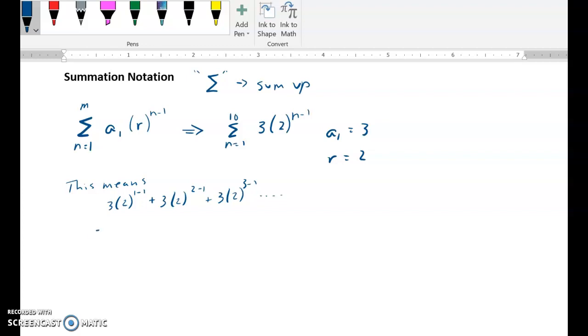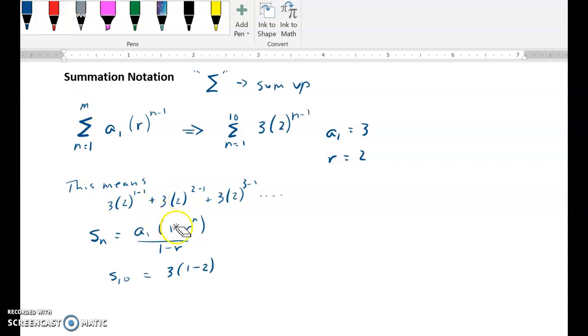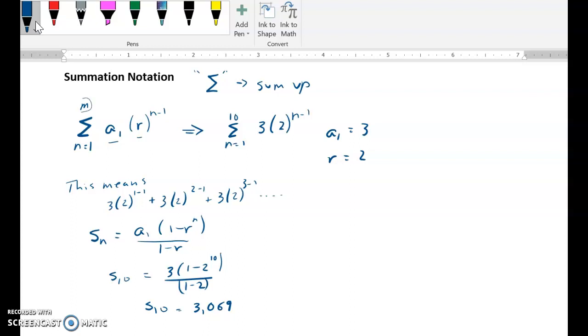We're going to go back to our sum formula. So S sub n is equal to A1 times 1 minus r raised to the n, all of that over 1 minus r. We want, again, the 10th term. So S sub 10 is equal to 3 times 1 minus 2 to the 10th, all over 1 minus 2. And again, we get 3069. So it's not any different, it's just a different presentation. When you have the summation formula, you need to draw out what is your A1, what is your r, and then through what term are we going to sum up.